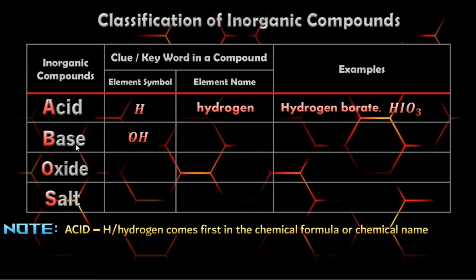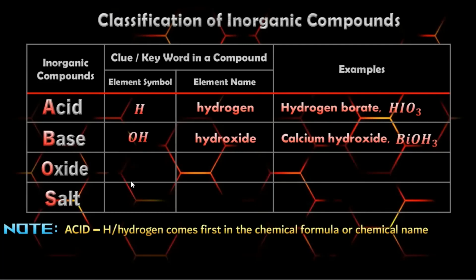This time, let's talk about bases. We can say that the given compound is a base if there is a presence of OH, and OH is hydroxide. Examples: we have here calcium hydroxide and Bi(OH)3, that is bismuth hydroxide. Take note, the element symbol and element name are present. If the given is a chemical formula, there is a presence of H if it is an acid, and there is a presence of OH if it is a base.